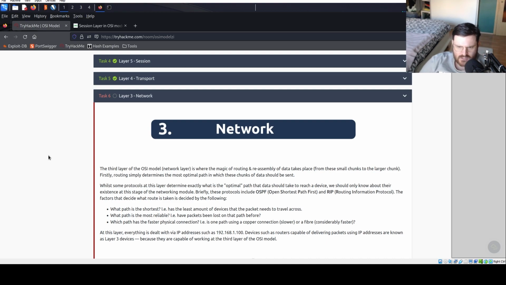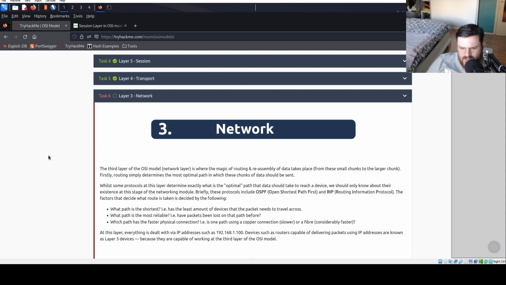The factors that decide what route is taken are the following: what path is the shortest, that is, has the least amount of devices that the packet needs to travel across; what path is the most reliable, that is, what packets have been lost on that path before; which path has the faster physical connection, that is, one path using a copper connection or a fiber connection.